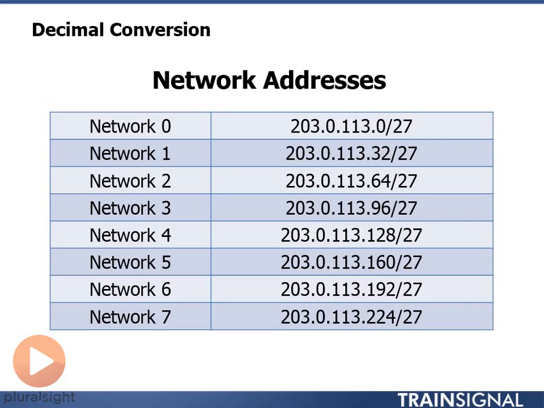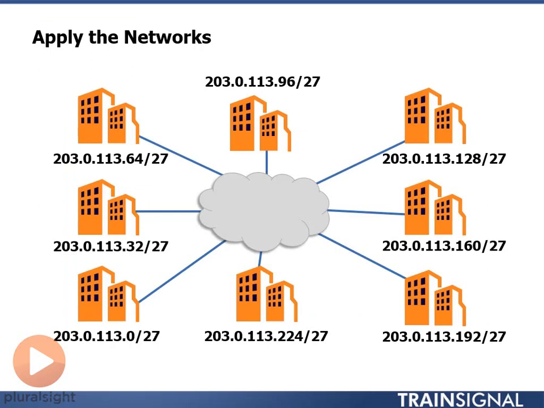So I have network 0 at 203.0.113.0/27. Network 1 was 203.0.113.32/27. Network number 2 is .64/27. Number 3, .96/27. Number 4, .128/27. 5, .160/27. 6 is .192/27. And network 7 is 203.0.113.224/27.